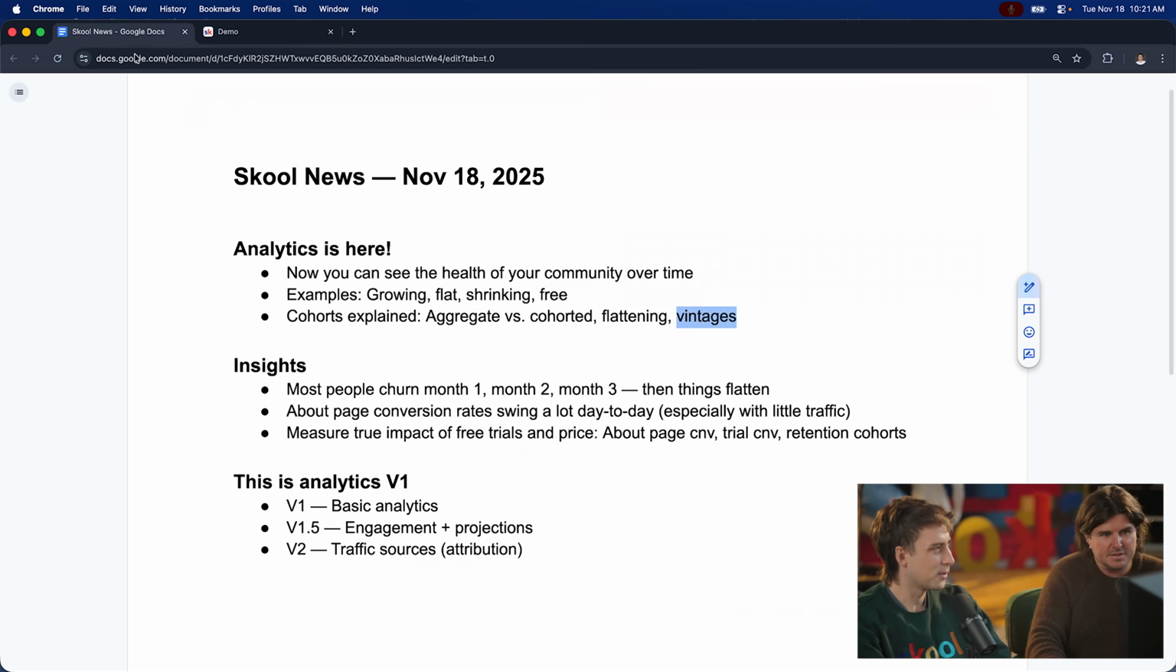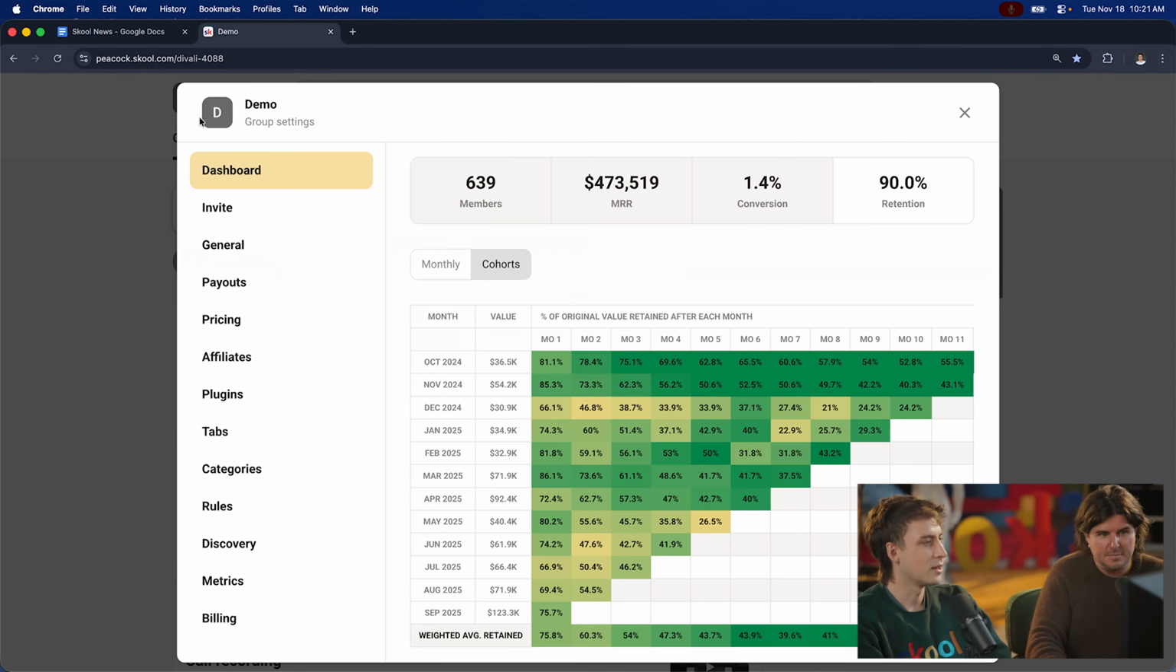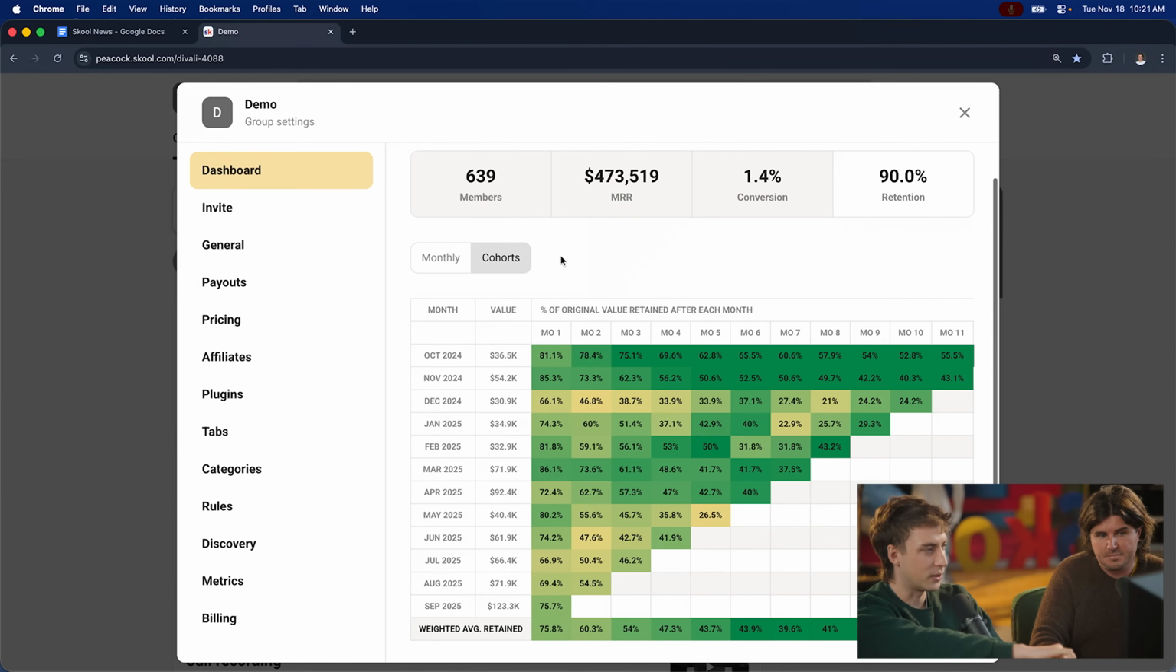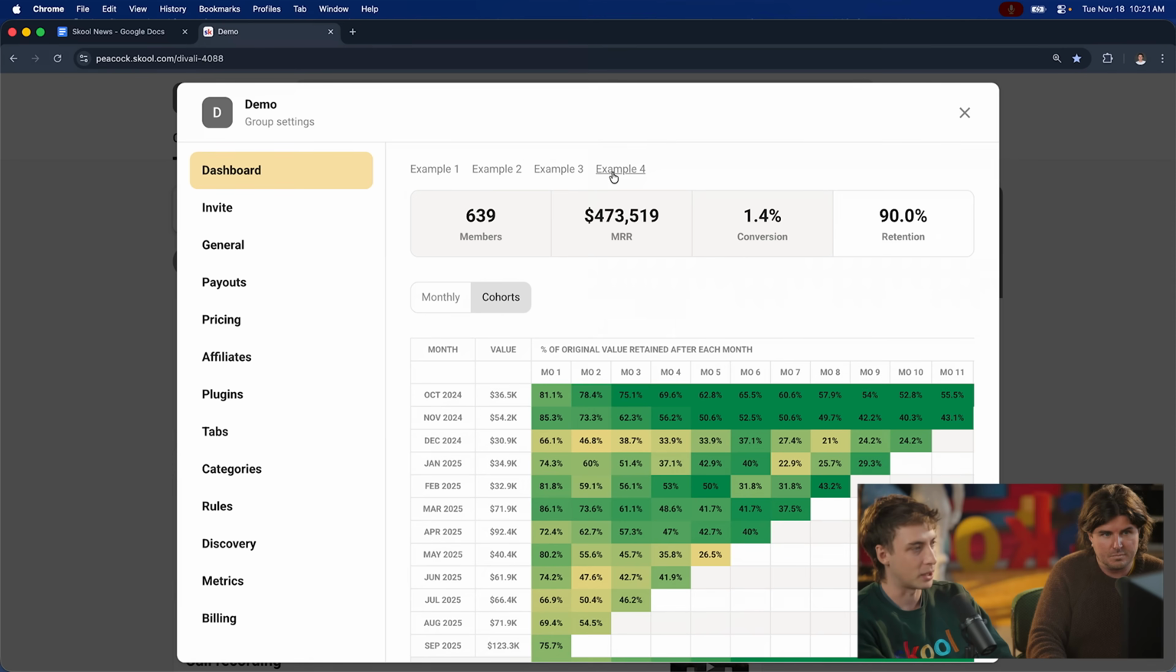So the main things to take from cohorts are aggregate versus cohorted, flattening, and vintages, I think. And how you compare to the platform average. There's one other thing, which is that if the volume increases, then generally retention decreases. So sometimes if one month's really bad, but you look at it and you got 10x the volume, it may not be a bad thing overall. You got way more volume, people are less likely to stick.